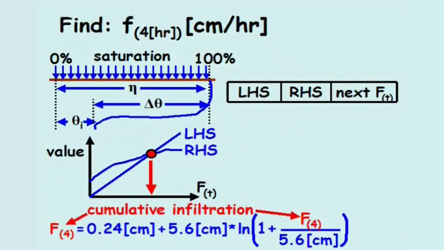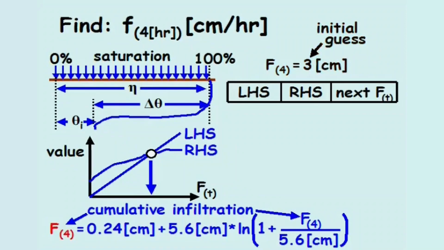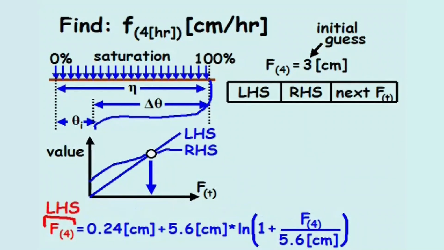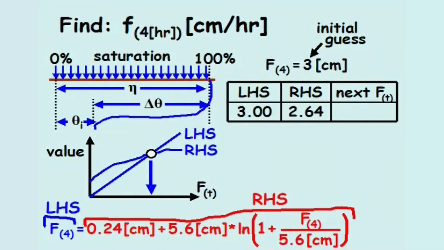To solve the problem by hand, we'll begin by simply guessing the cumulative infiltration in the soil after 4 hours of continuous ponding. Since the soil is a sandy clay, we'll guess 3 centimeters of infiltration. Then we'll plug this value into our equation and solve the left-hand side of the equation, which is just the cumulative infiltration itself, 3. Then we'll solve the right-hand side of the equation, which equals 2.64 when we guess 3 centimeters for the cumulative infiltration.